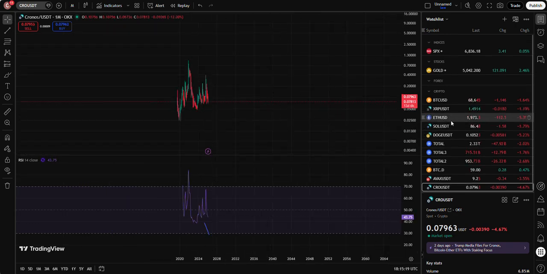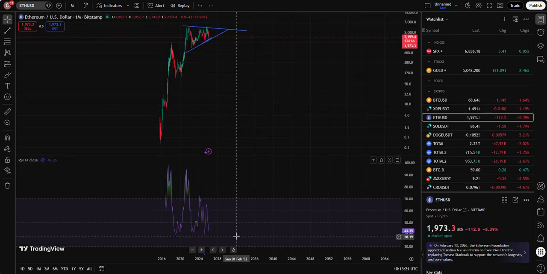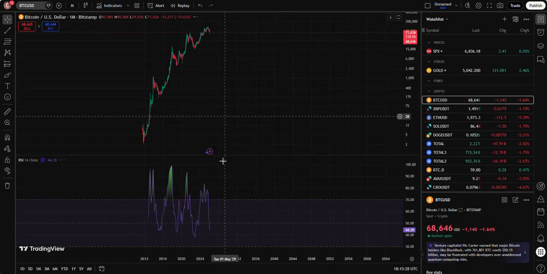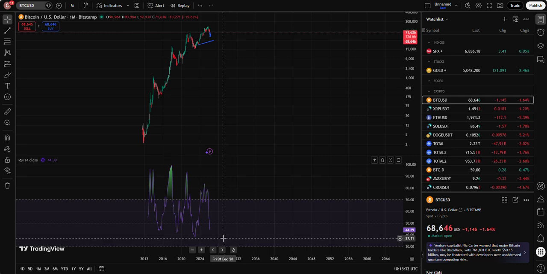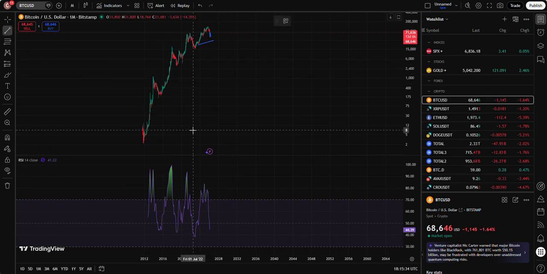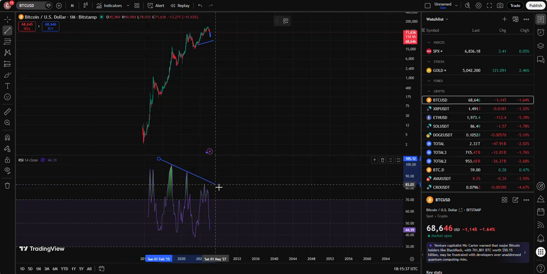Let's see on Ethereum. Still RSI is here. So yeah, Bitcoin still can go here. This is 37. So if you reach 35, we see a very clear direction like that, and one like that.